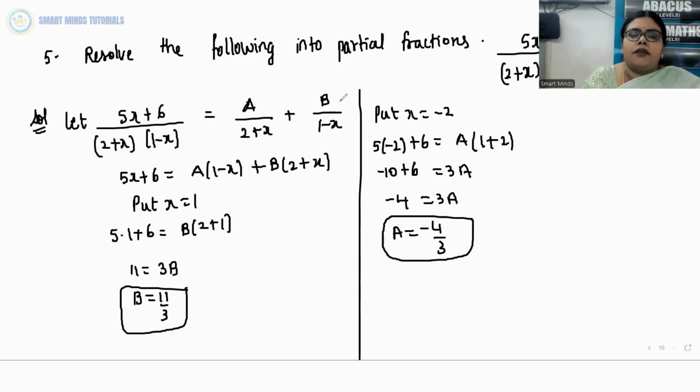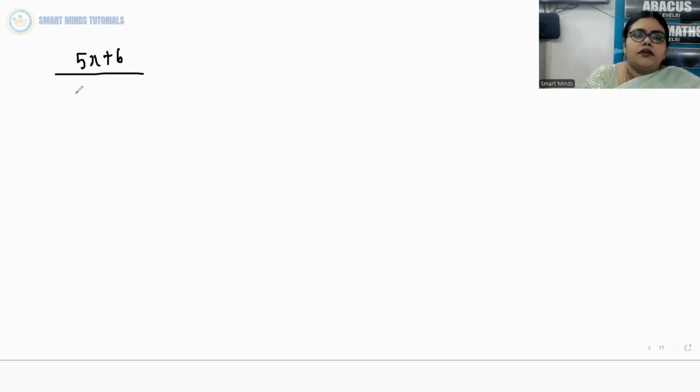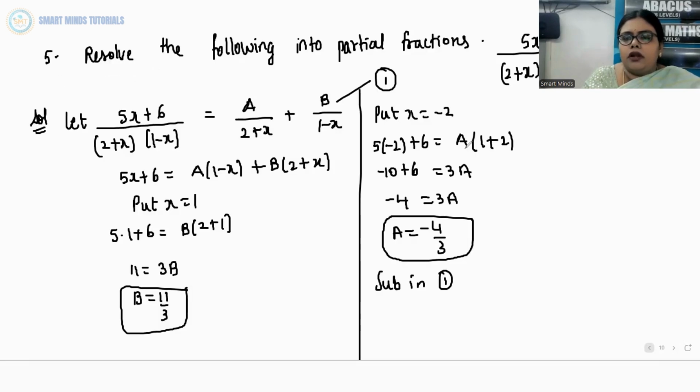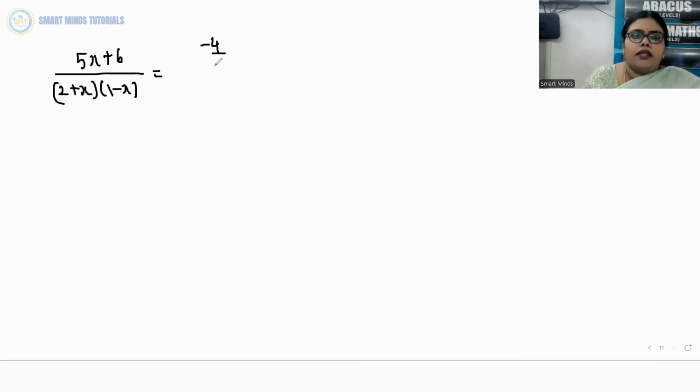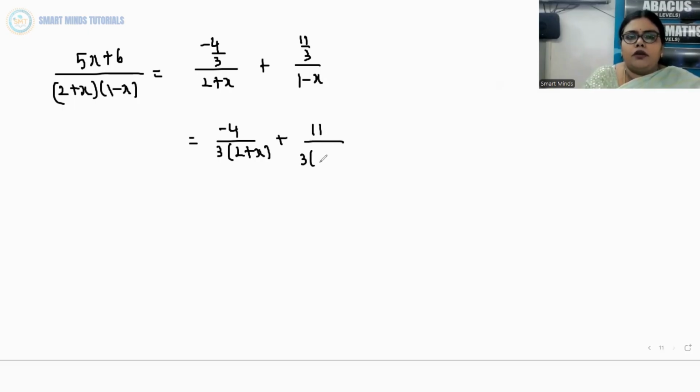Now let us substitute A and B values in this equation. Let us mark the first step as the first equation. So substituting in 1, you will get (5x plus 6) by (2 plus x)(1 minus x) equals, what is the A value we got? Minus 4 by 3. So minus 4 by 3 by (2 plus x) plus 11 by 3 by (1 minus x). You can even simplify this way: minus 4 by 3 into (2 plus x) plus 11 by 3 into (1 minus x). This is how you resolve into partial fractions.